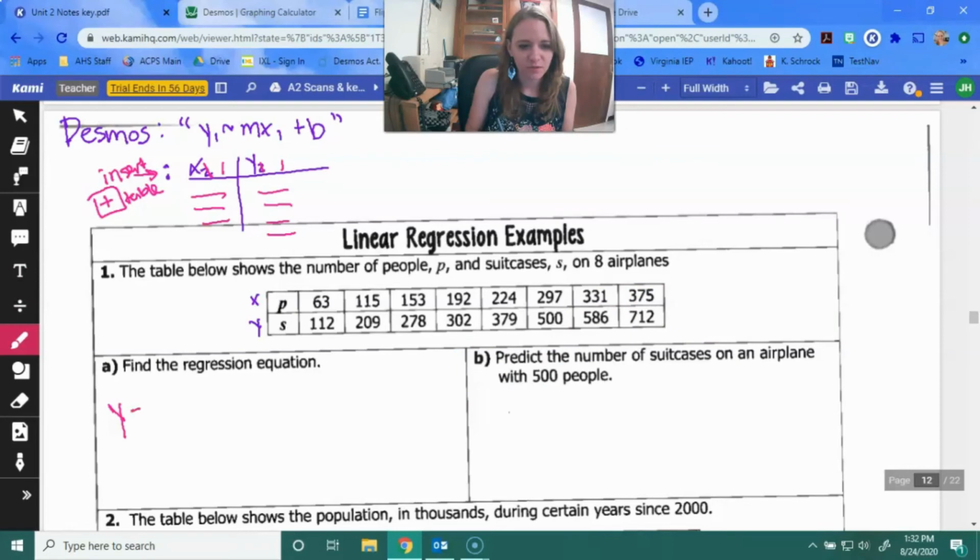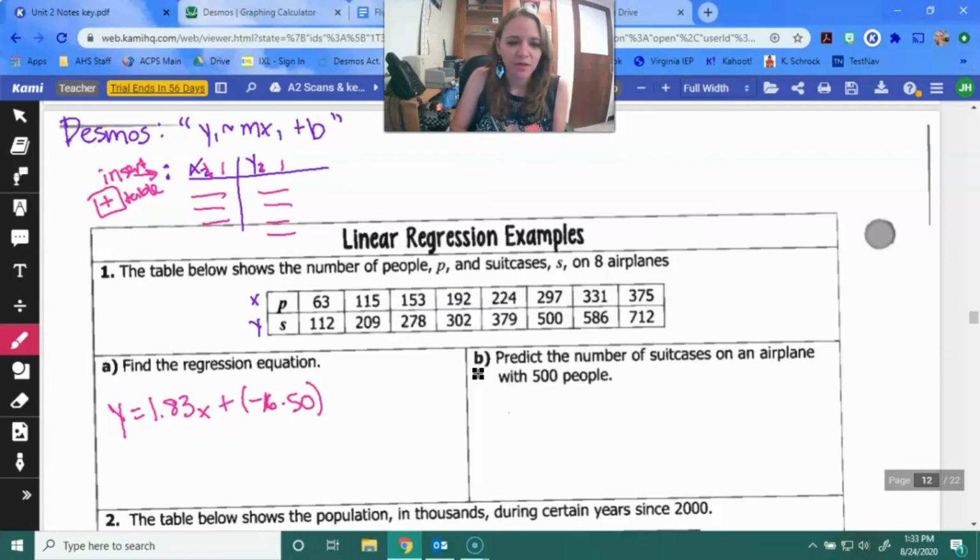Y equals, and the slope was 1.83x. So we get rid of the squiggle and all that. That's just the notation we needed to put it in Desmos. But when we do it regularly, change it back to an equal sign, plus, oh, it was negative, plus negative 16.50. So we're going to do, again, 2 decimal places for these type of problems, okay? All right, and this is called the regression equation, all right?